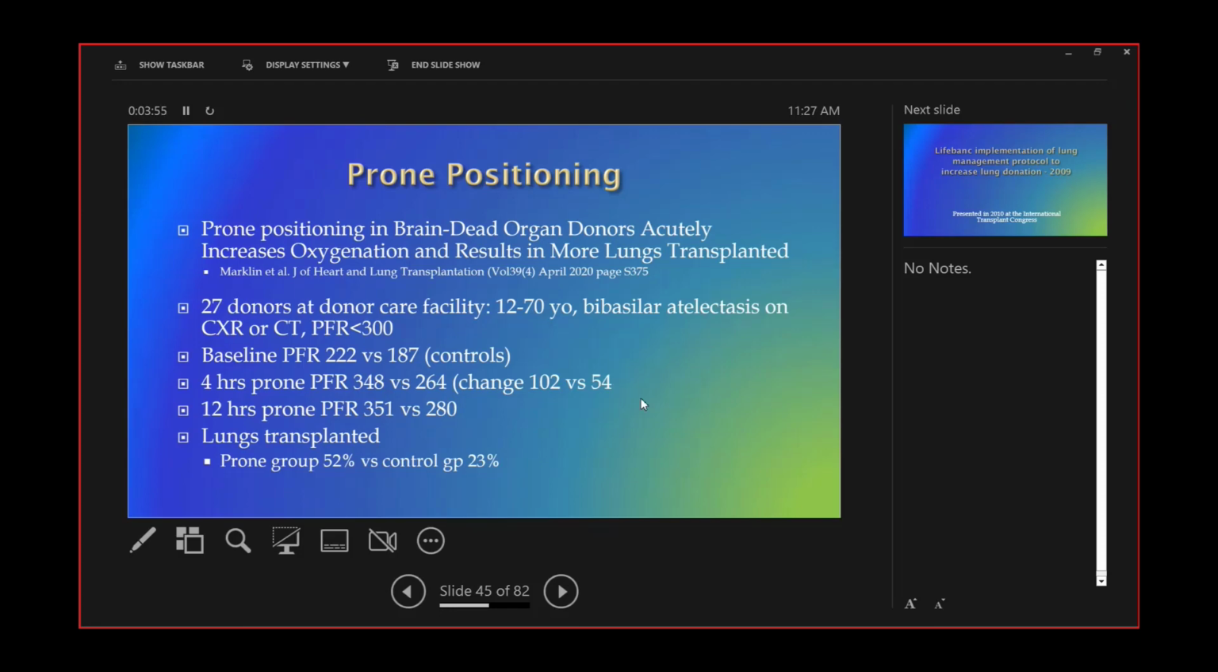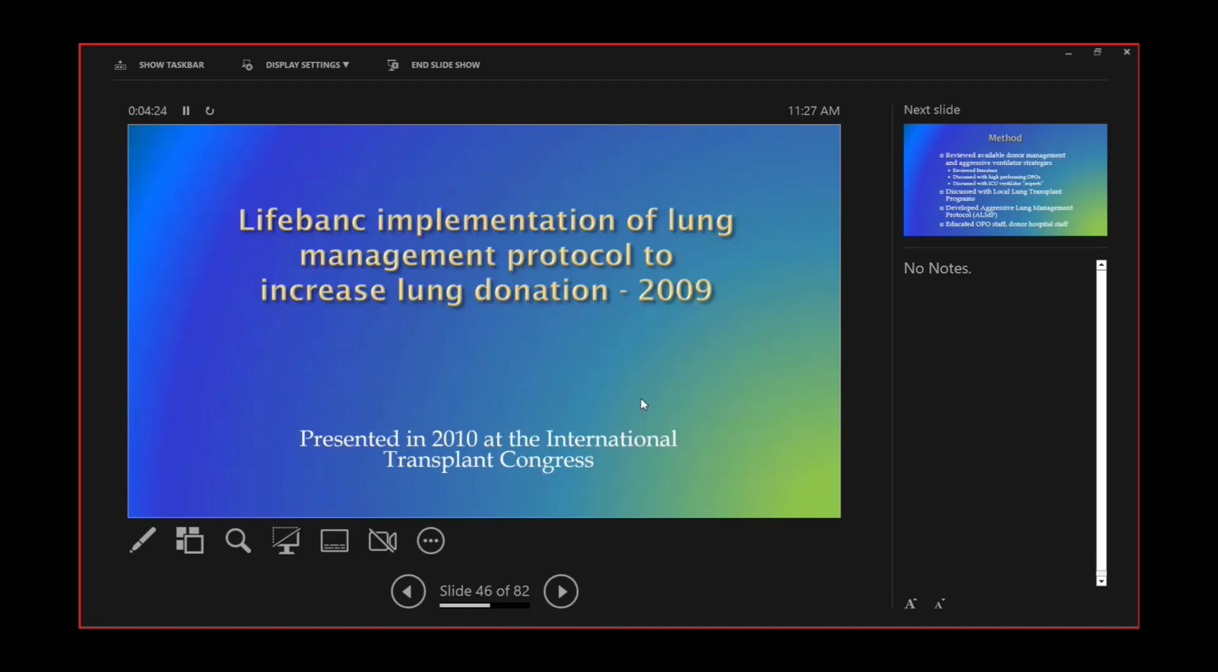At 4 hours prone, they showed a change up to 348 in the prone group and 264 in the control, which was a change of 102 versus 54. And at 12 hours prone, they were able to show that their prone group had PF ratios of over 350, where the control group had PF ratios of 280. They showed that they could transplant 52% of the lungs from the prone group, 23% of the lungs from the control group. And this was just proning. They didn't do anything else differently. And this to me is a really strong study that really says we ought to be proning pretty much every donor.